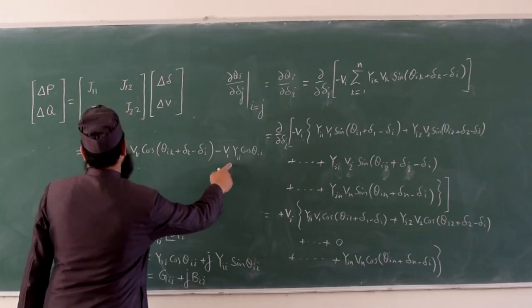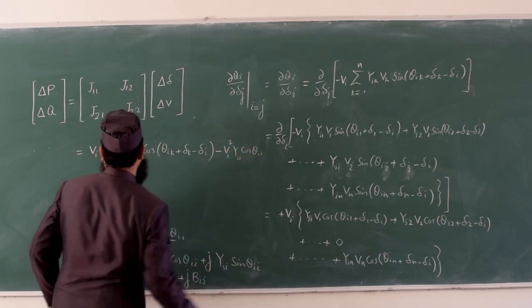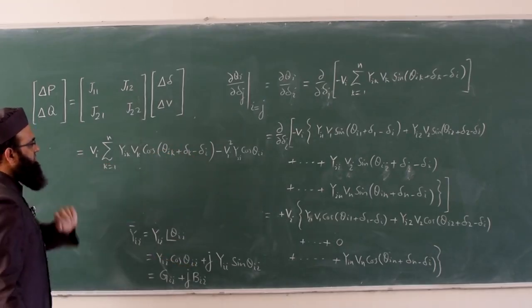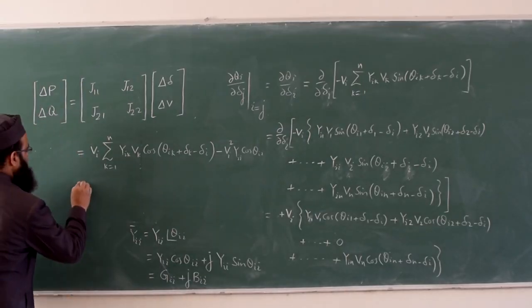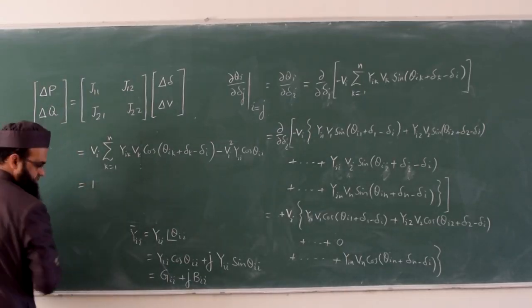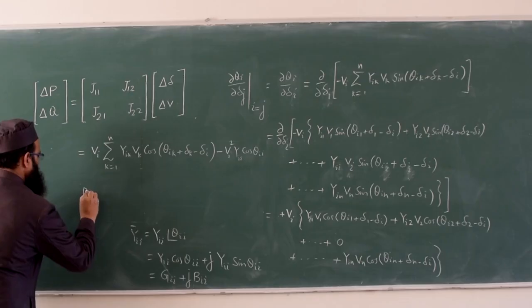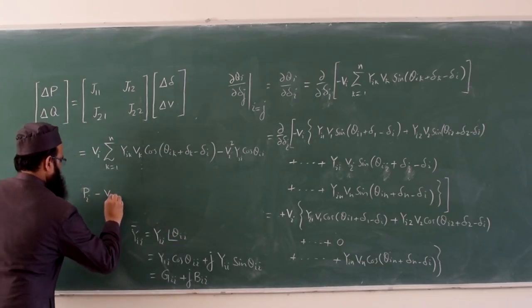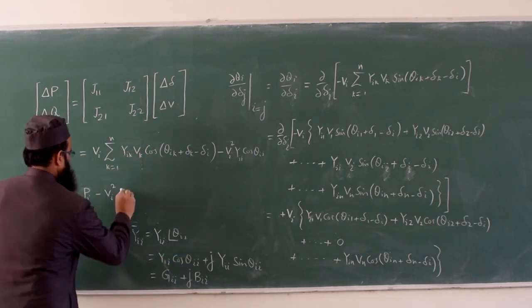So, Gii Vi, how many Vi? Again Vi square, because Vi is already there and for the ith term k is I. So, Vi square. So, we can write this. What is this? This is nothing but Pi, this whole term, minus Vi square Yii cosine of theta Ii, which we can write as Gii.